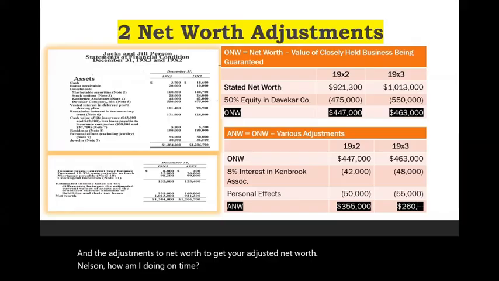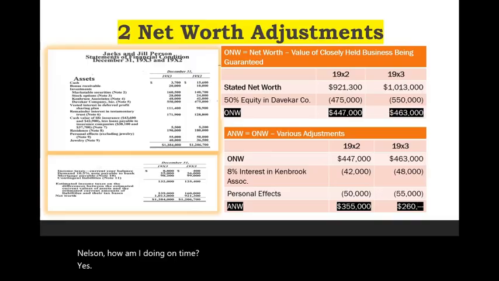The only question I have is, on the last one, how come it's almost $100,000 less? I'm still confused looking through the numbers. Okay, you're talking about the 19x3?